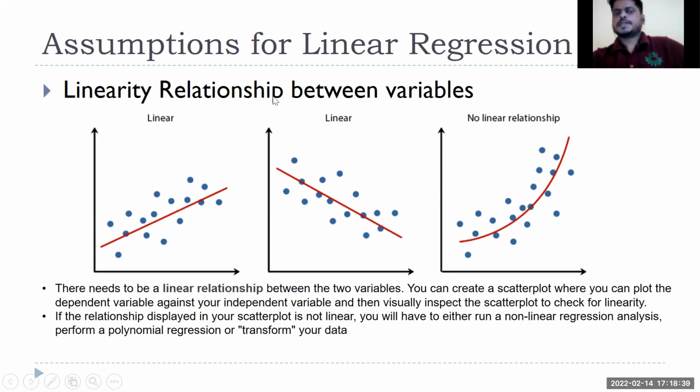So that is the assumption: linearity of the relationship between variables. When I say variables, it is dependent and independent variables, right? Because if there is a relationship between the independent variables, then the problem of multicollinearity will arise, which is a very bad thing for your model. There are different methods to understand and eliminate multicollinearity. We'll discuss that in the next class.